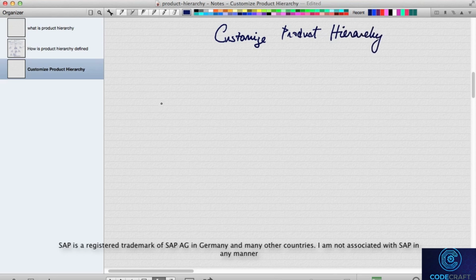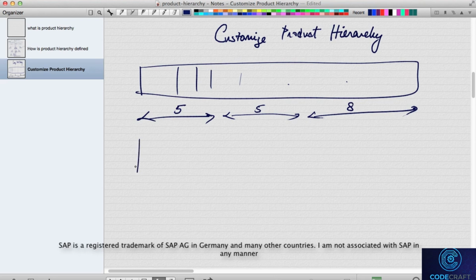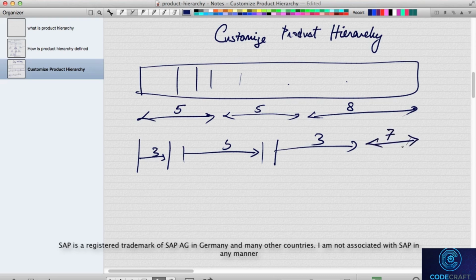And how do you do that? So you have these 18 characters, right? And the way the system divides it by default is 5, 5, and 8. And how can you customize it? You can customize it any way you want. You can have 3, 5, and then 3, and that's 8 plus 3, 11, and then you can have 7. That's possible. At most you can have 9 different subdivisions in a product hierarchy.